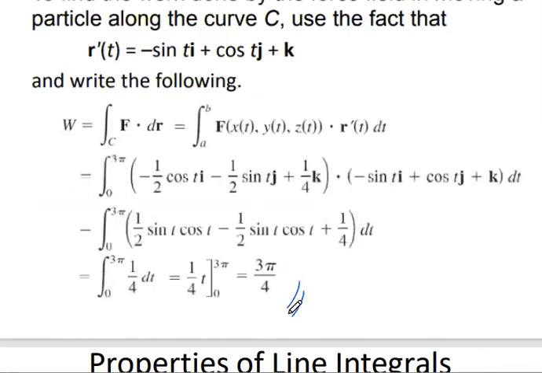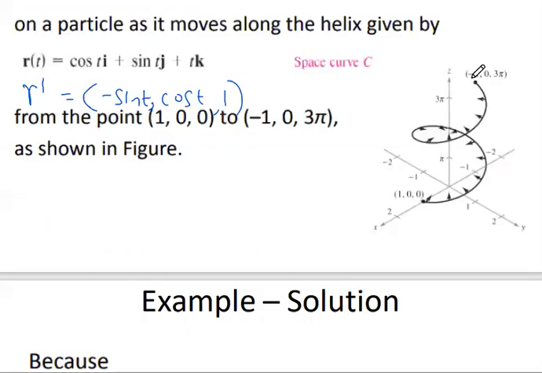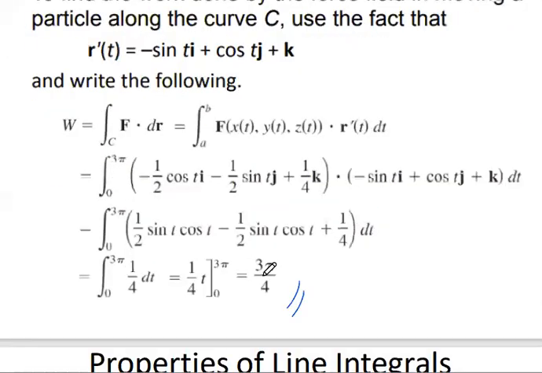For instance, here, what is the work done by the vector force field when you move in the opposite direction, from upper to below, right? So you have this solution, then how do you find the other way around? Just put negative 3 pi over 4.